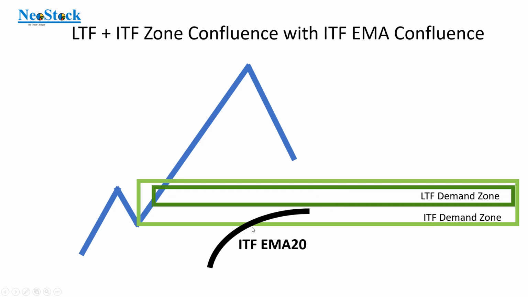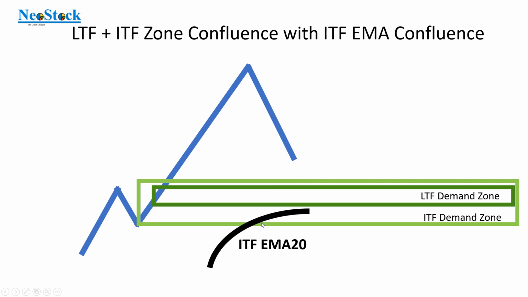But it should have a confluence with the ITF zone. That is important. The fine-tuned zone may have the confluence or may not have the confluence. Our focus is only on the ITF, but not LTF. But entry is at LTF only. Why should it not need confluence with the LTF? See, many times the ITF zone EMA confluence movement is very, very slow. By the time it reaches LTF, prices enter into this area and it will push the prices up.